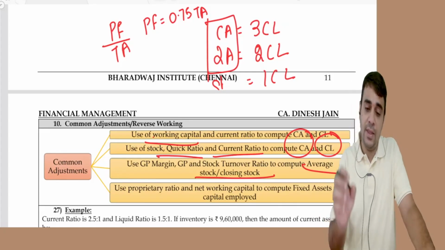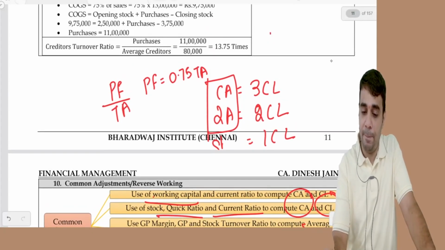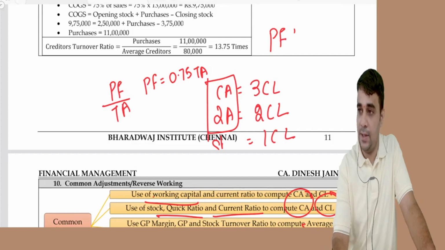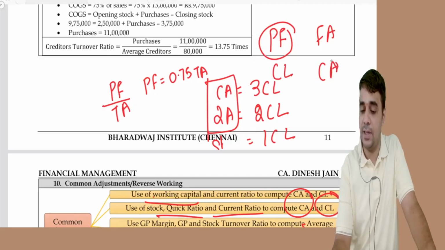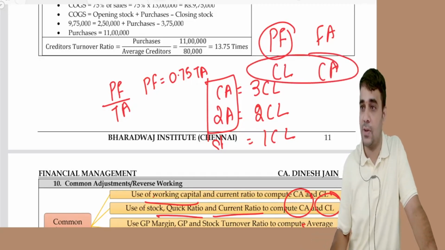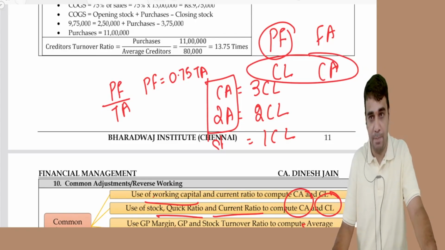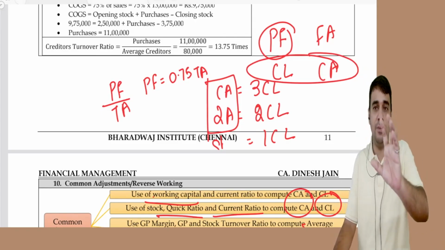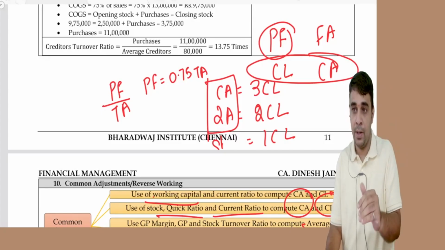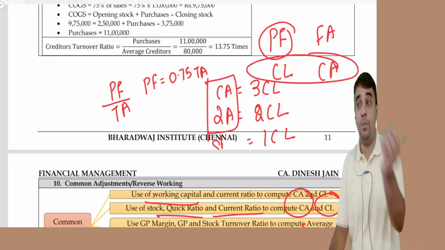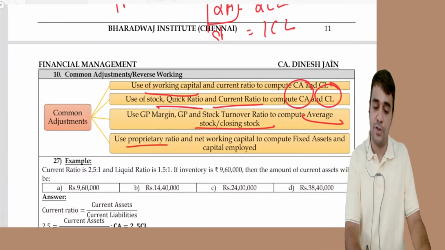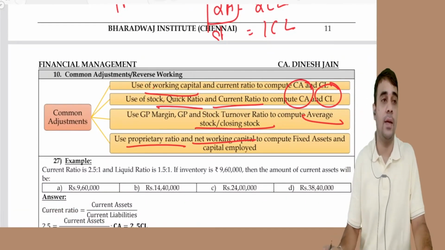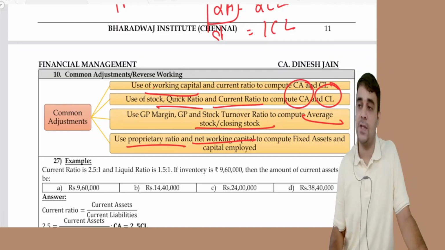Then with the proprietary fund, I will prepare a balance sheet which says proprietary fund this side, fixed assets this side, current assets here, current liability here. This is called net working capital. Somewhere some information will be there on net working capital, and proprietary fund could be with fixed asset also. So use the combination of proprietary ratio and net working capital, and you may get fixed assets and capital employed.